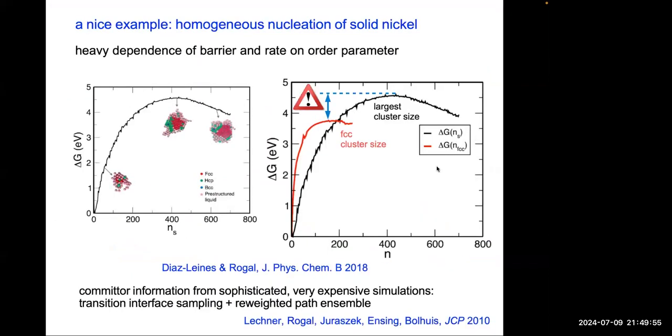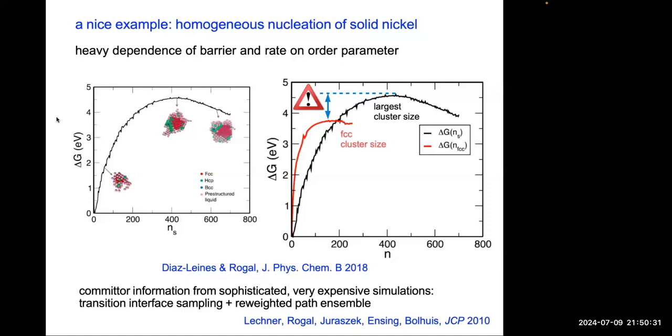This is just to reiterate the importance of the variable. If you look at this graph, this is a very nice study done in the group of Jutta Rogal, I think in New York. What they did is to study nucleation of nickel, and they consider two different order parameters. You see FCC cluster size, or largest cluster size. This shows that you get a very different barrier depending on the order parameter you use, and then you can infer a very different kinetics. So this is what I mean. This is a real problem. It's not a detail. It's a big problem.